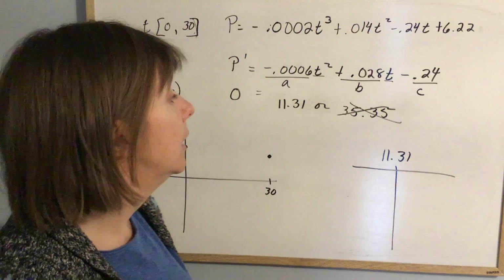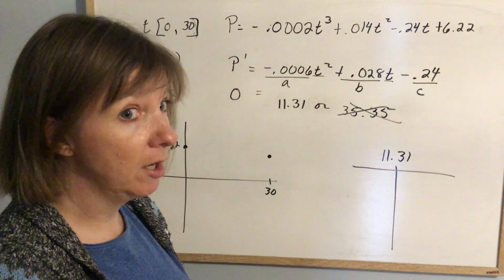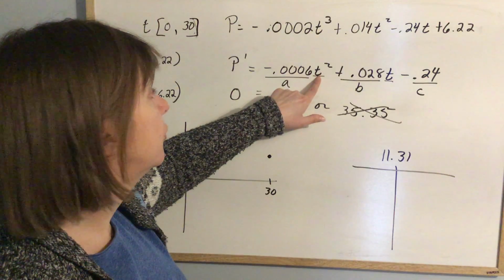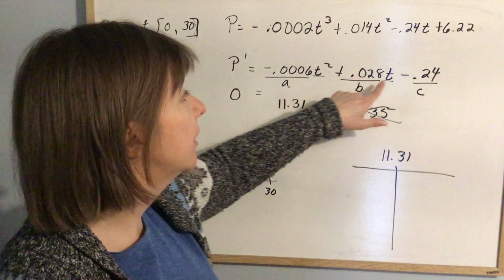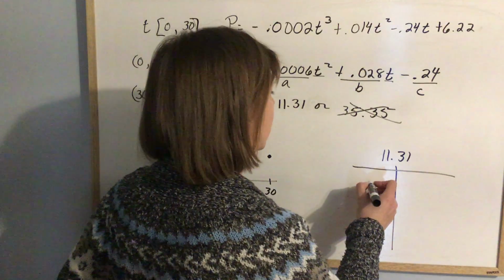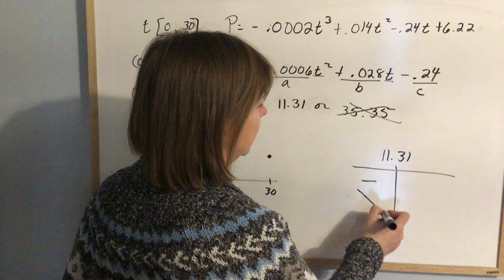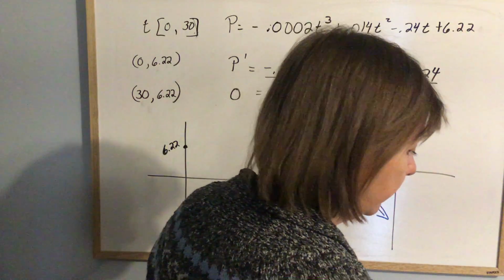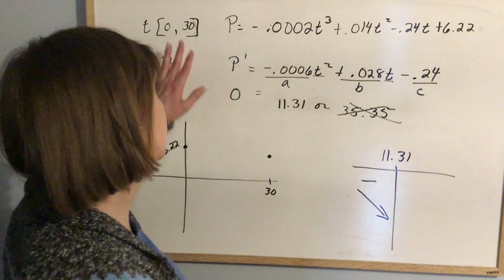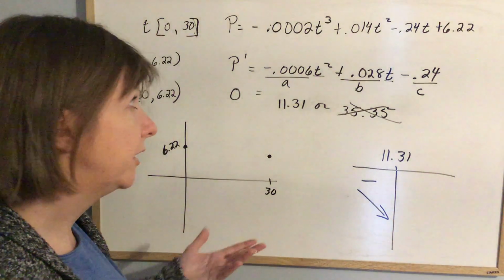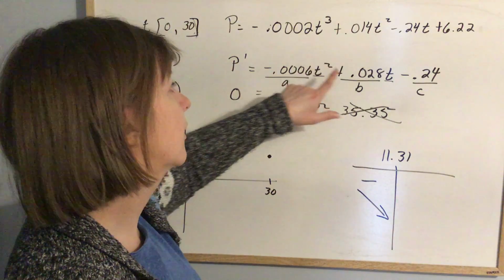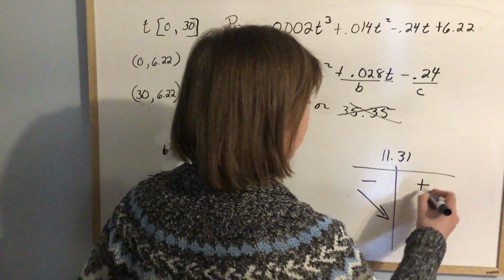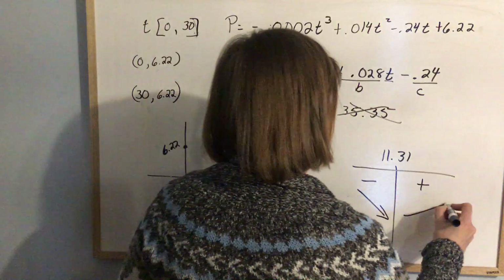So we pick a number before 11.31. Now I'm not crazy, so I'm going to pick something easy. I'm going to pick 0. If I put 0 into my derivative, I get 0 plus 0 minus 0.24. So it's a negative, so it's going down. If I pick a number bigger than 11.31, but still under the 30 minutes, like 20, and I put it in here, so 20 squared times this plus 0.028 times 20 minus 0.24, turns out I get a positive answer. Again, I'm not going to sit and do that, which means it's increasing.